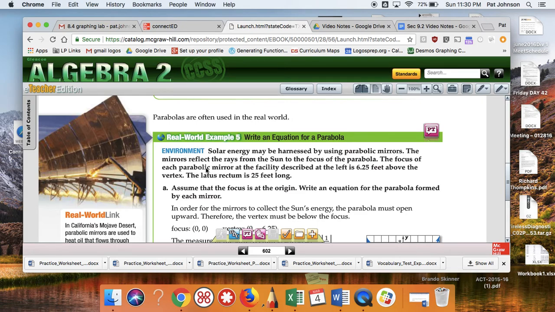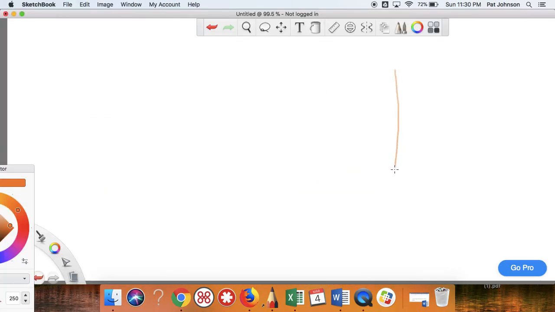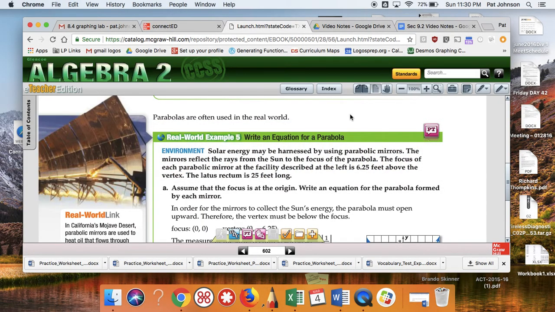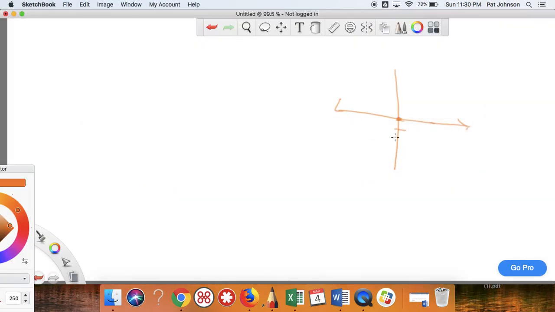The focus of each parabolic mirror at the facility described at the left is 6.25 feet above the vertex. The latus rectum is 25 feet long. So they're telling us to assume the focus is at the origin. So I'm going to start here, and my focus is here. And they told us that it is 6.25 above the vertex. So 1, 2, 3, 4, 5, 6, 7. So right here, it's going to be my vertex. So it's (0, negative 6.25).